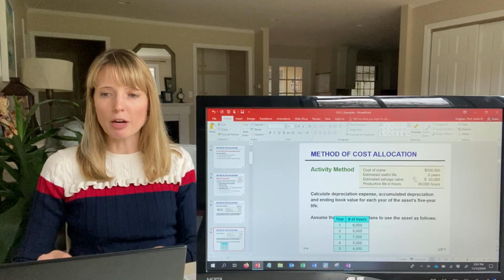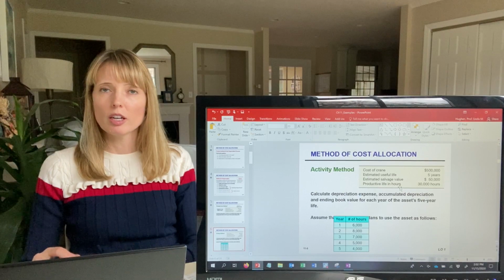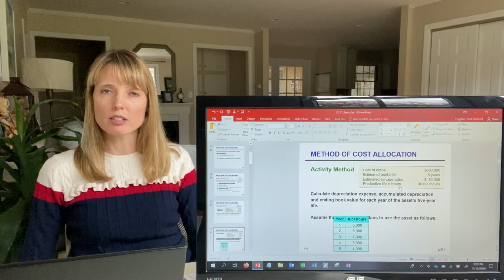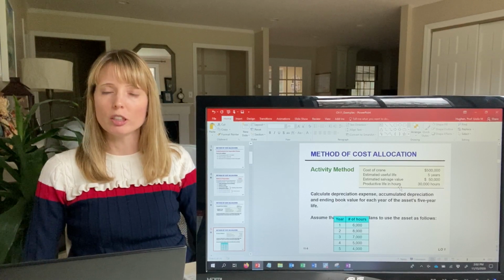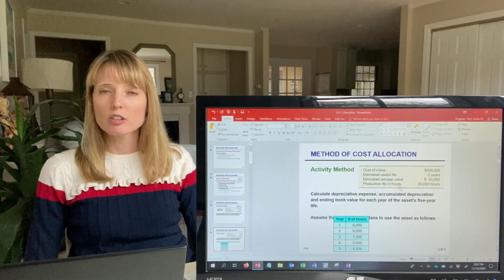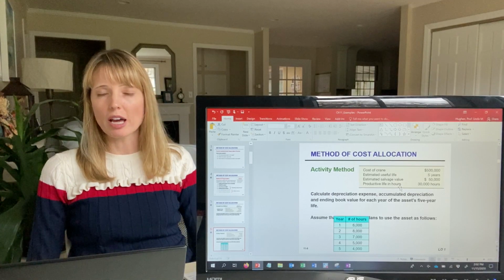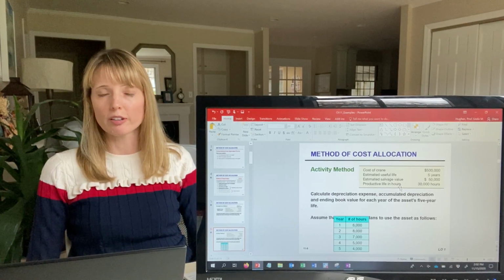Same facts about the crane, but now let's assume that the company uses the activity method. The activity method is similar to straight line, but it differs because it says rather than time being what causes the machine or the asset to wear out, it's usage. And so what the company does is it estimates how many activity units this asset is expected to be used for or produce over its lifetime.